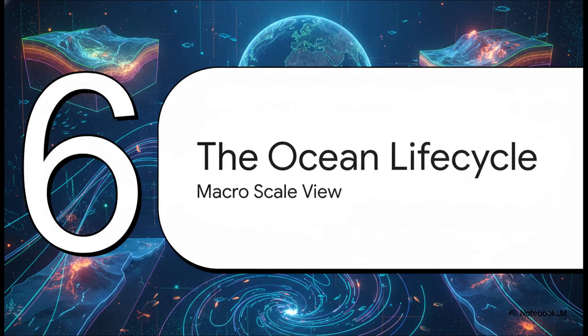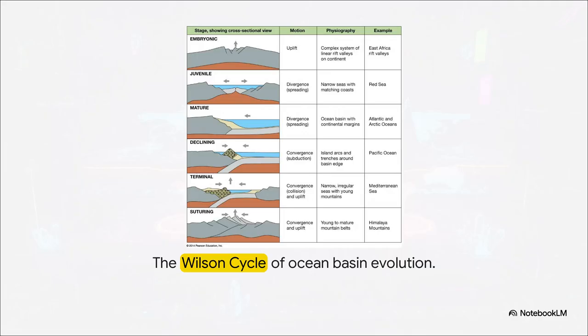And finally, Section 6, the ocean life cycle. Now that we've decoded the micromechanisms, let's zoom all the way out. The Wilson cycle, named after our guy John Tuzo Wilson, tracks the complete lifespan of an ocean basin over hundreds of millions of years. It starts at the embryonic stage, like the rift valleys pulling apart in East Africa. Then it opens into a juvenile narrow sea, like the Red Sea, and keeps spreading into a mature, massive ocean basin with passive margins, think the Atlantic.